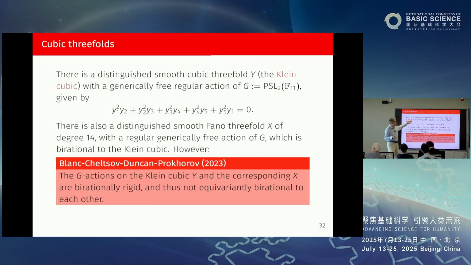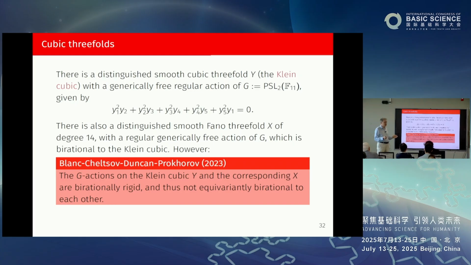Well, we look at large groups that can act. There is this PSL2(F11) that acts on the Klein cubic threefold, a very symmetric cubic threefold. And there is also a distinguished smooth Fano threefold of degree 14, also with a generically free action of the same group. It is birational to the Klein cubic without the actions, but they are not equivariantly birational. In fact, the G actions on both are birationally rigid, and they are not birational to each other. This is a recent theorem of Blanc, Cheltsov, Duncan, and Prokhorov.